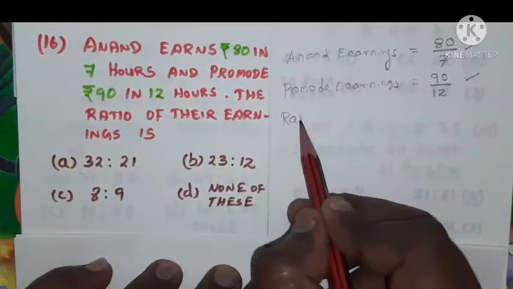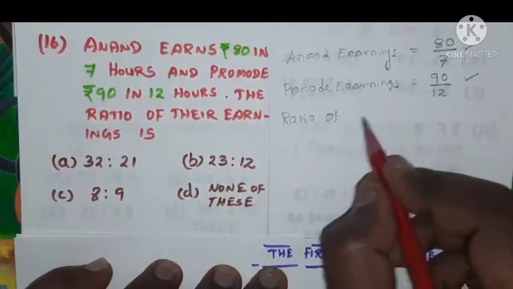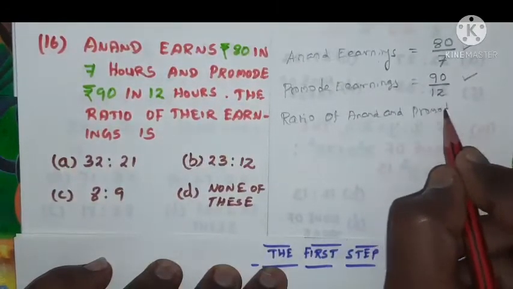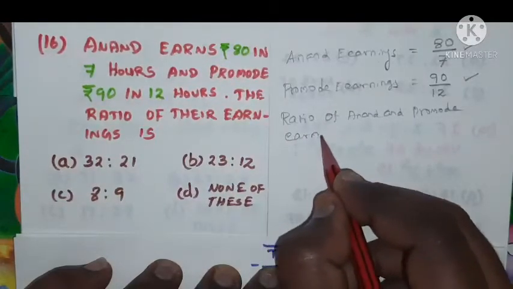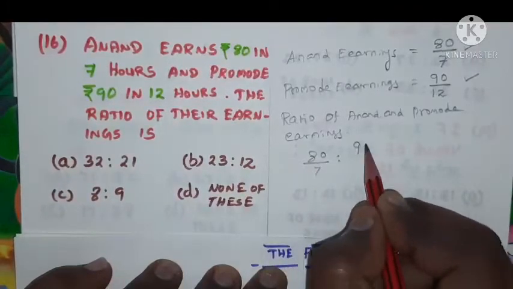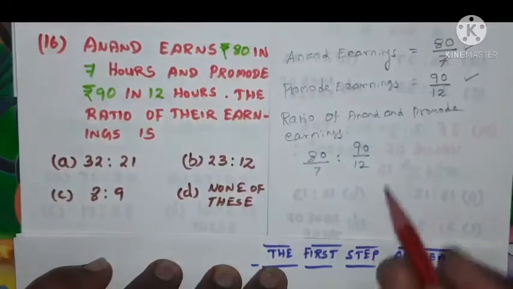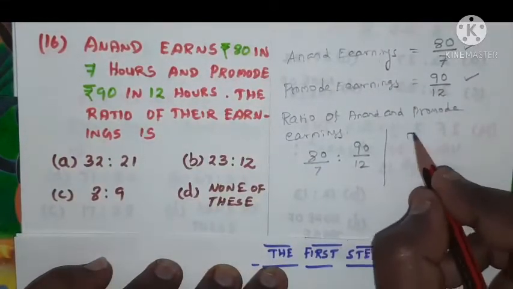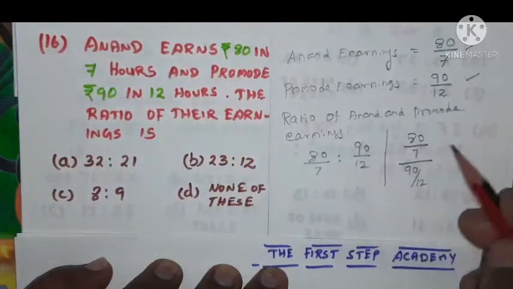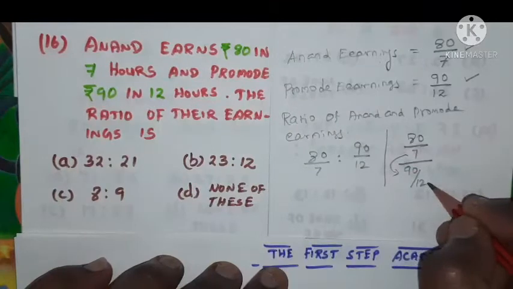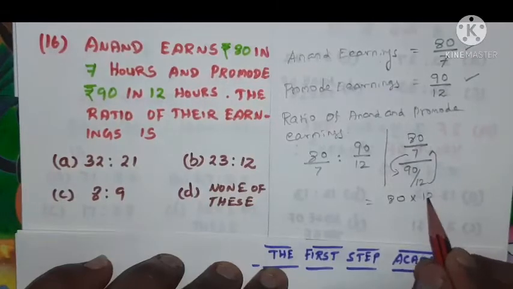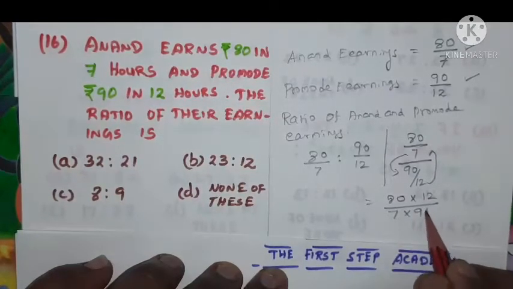So the ratio of Anand and Pramod earnings. So 80 divided by 7 is to 90 divided by 12. The other way, this can be represented like 80 by 7 divided by 90 by 12. Am I right? So now what will happen? This 7 will come to the denominator, 12 will go to the numerator. Hence 80 into 12 divided by 7 into 90.